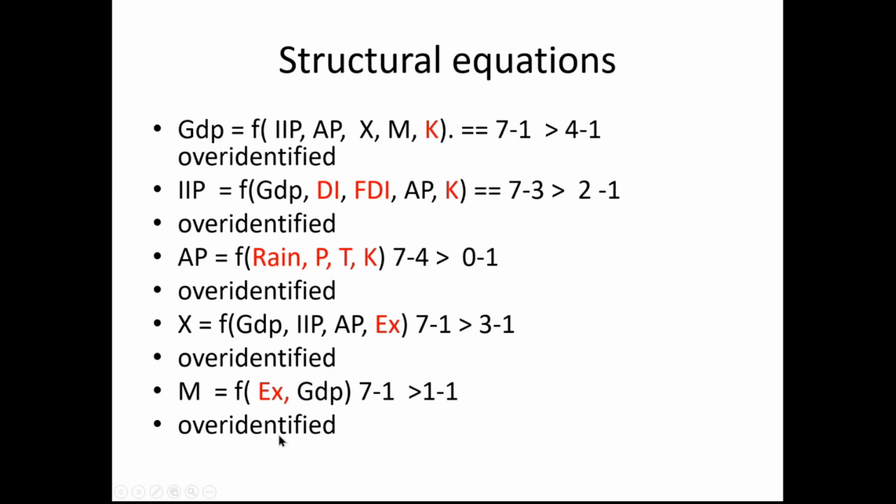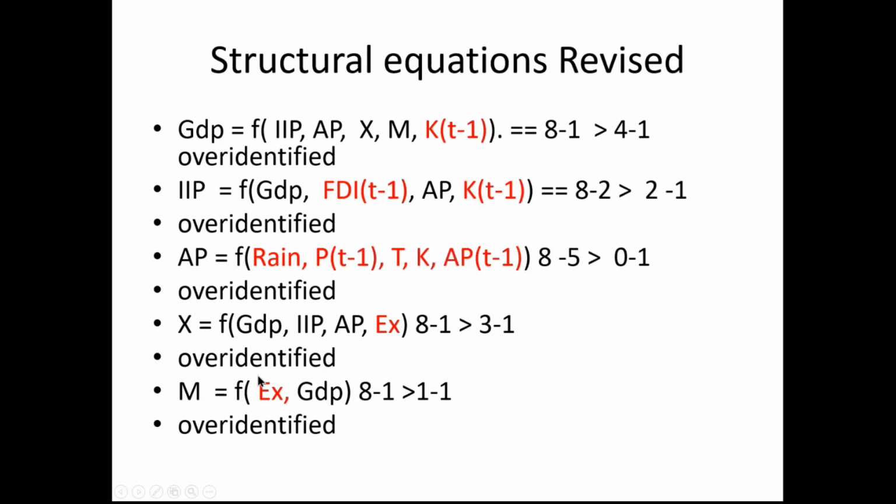This is also over identified. So now you know what estimator to use. For the first equation, I will use two-stage least squares or three-stage least squares, depending on my convenience. I'll use two-stage least squares, because all of them are over identified.